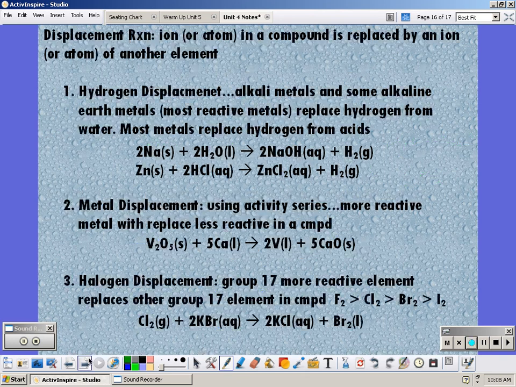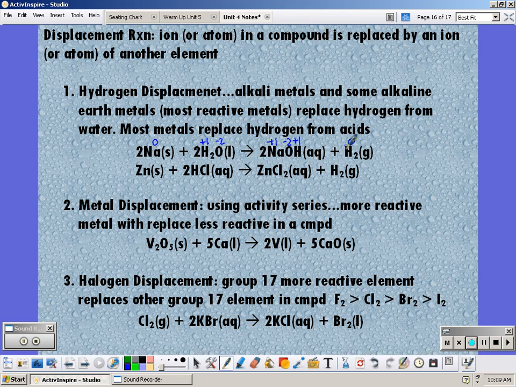A displacement reaction, there's 3 different types. The hydrogen displacement: all alkalis and some alkaline earth metals, the most reactive metals, replace hydrogen from water. Most metals will replace hydrogen from acids. So here in our first one we have sodium 0 combining with water, +1 -2, going to sodium hydroxide, so +1 -2 +1, and hydrogen 0. So my sodium is being oxidized and my hydrogen is being reduced.